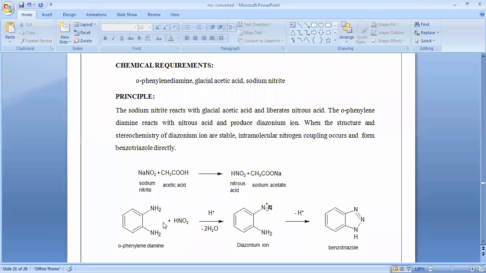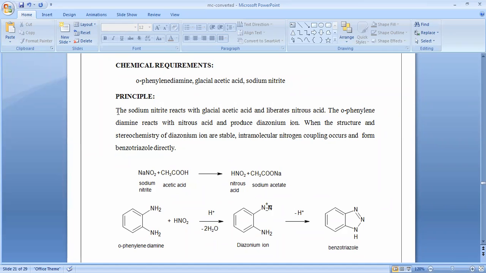The sodium nitrite will react with glacial acetic acid and liberate nitrous acid. So before we actually go for the conversion of orthophenylenediamine into benzotriazole, we will do some chemical changes. That is, when sodium nitrite reacts with acetic acid, it is going to form nitrous acid and sodium acetate.